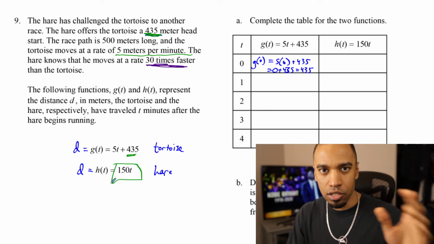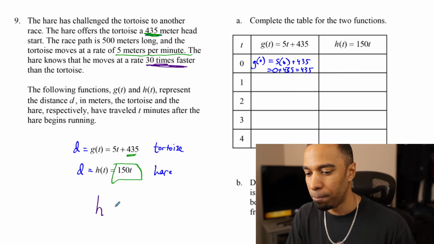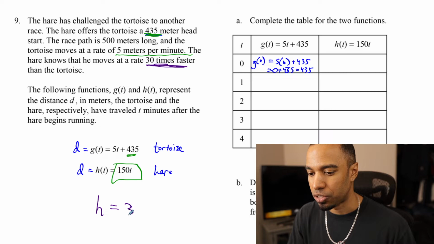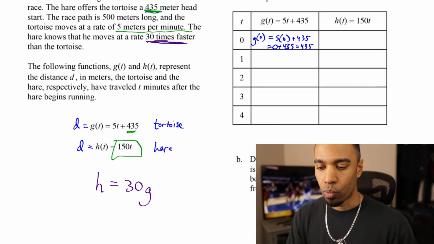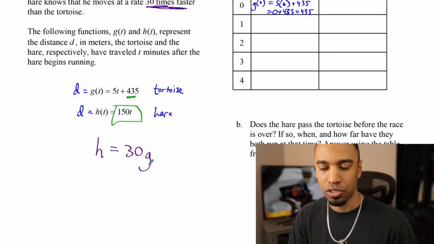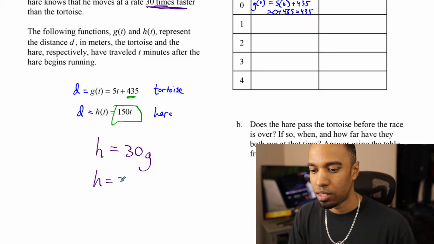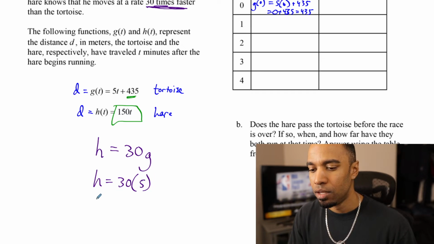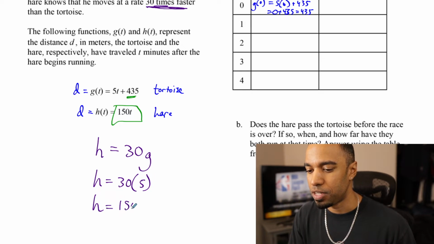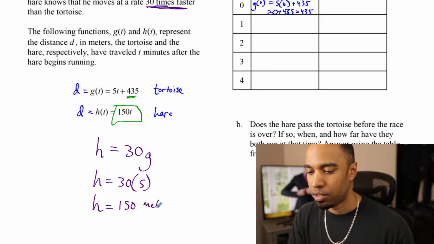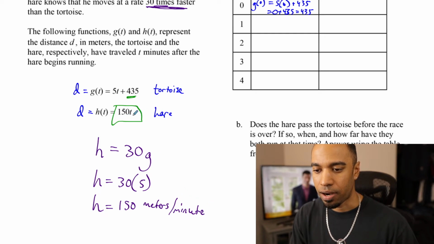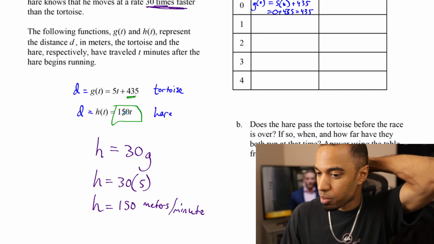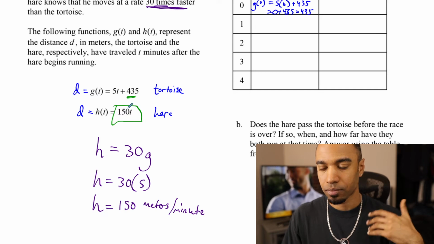The hare, I'm not going to use t's here, but the hare is 30 times faster than, let's just use g, than the tortoise. Whatever the tortoise's speed is, this is g in terms of speed, the tortoise is 5 meters per minute. So 30 times 5 is 150. That is the meters per minute. That is the rate of the hare. Hare travels 150 meters per minute. That's where you're getting the 150t.